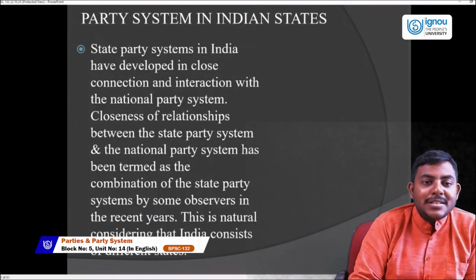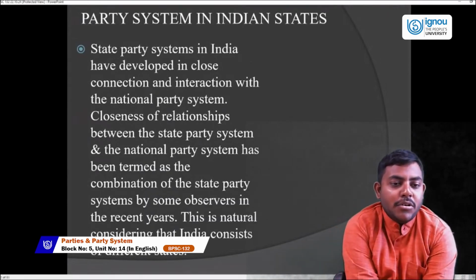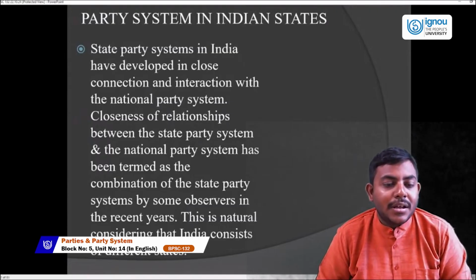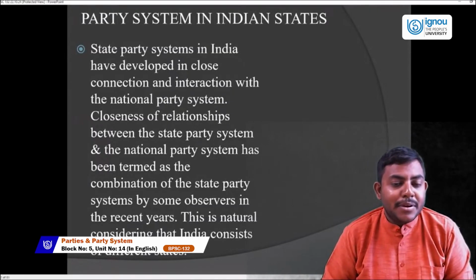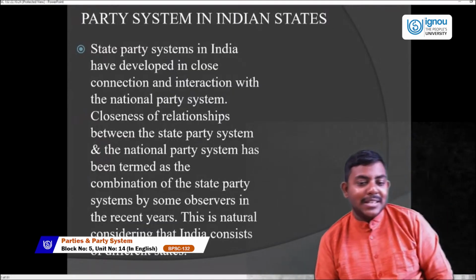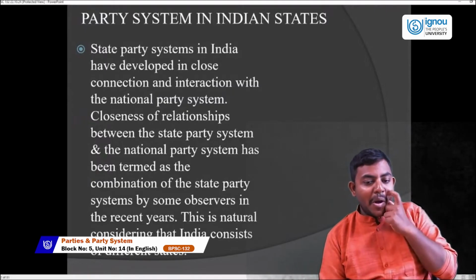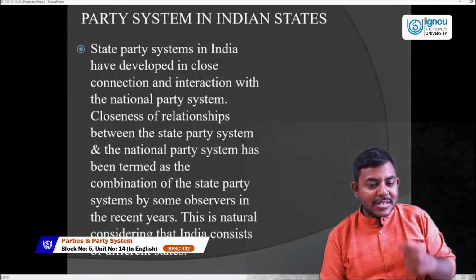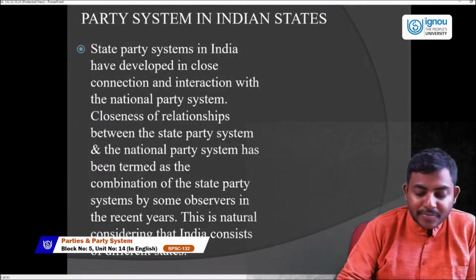Party system in Indian states. So state party systems in India have developed in close connection and interaction with the national party system. Closeness of relationships between the state party system and national party system has been termed as the combination of the state party systems by some observers in recent years. This is natural considering that India consists of different states.